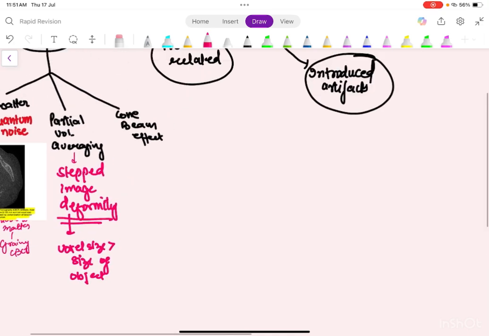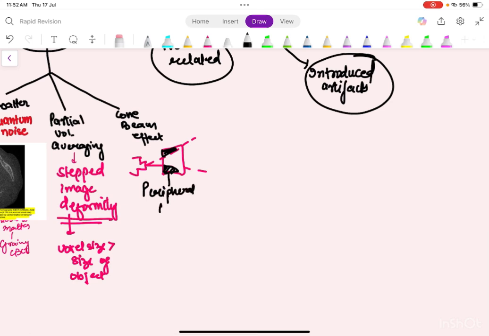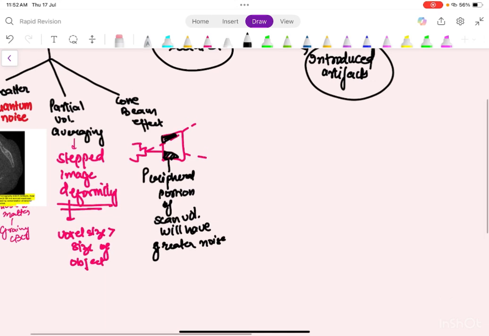Now in cone beam, suppose this is the source of the rays, and I am projecting it like this. So this area and this area is the peripheral portion of the scan volume. This peripheral portion of the scan volume will have greater noise. So this is also called a V-shaped artifact.